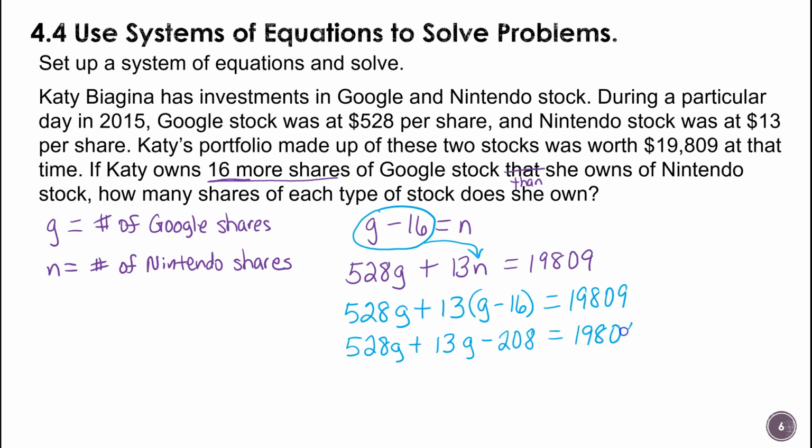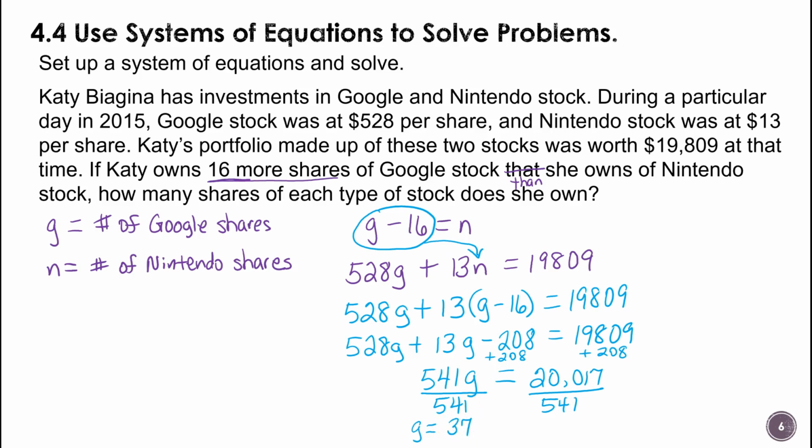And then we solve this equation to find G. Okay, so when I combine those, I have 541G equals, I'm going to add 208 to both sides. So 541G is going to equal 20,017. Divide by 541. And we find that the number of shares for Google is 37.